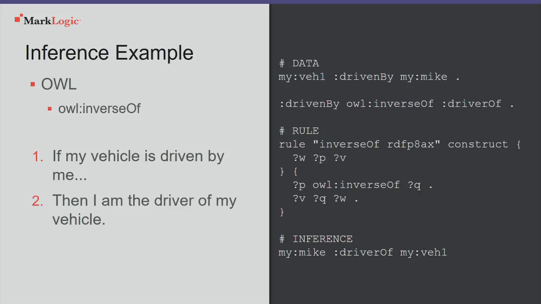And one more example here is inverse of, which is from the OWL ontology library. So very simple, but if my vehicle is driven by me, well, then I'm also the driver of my vehicle. And so we're defining an inverse relationship between two properties that we've defined in our ontology. We have an inference rule here. And again, we're materializing new triples based on our data and based on the ontology information that's been applied. So simple example, but very, very powerful concept.